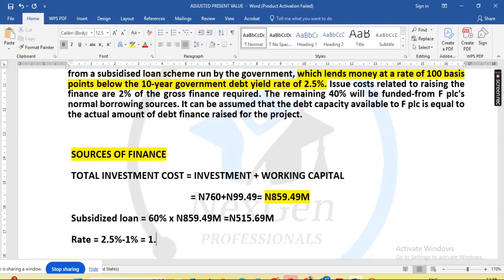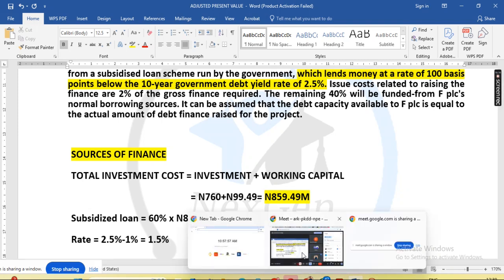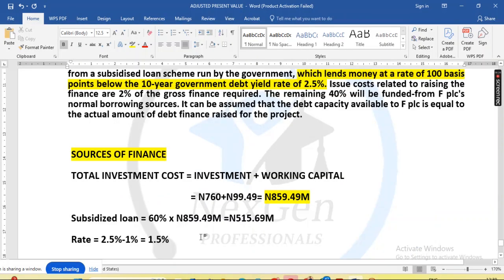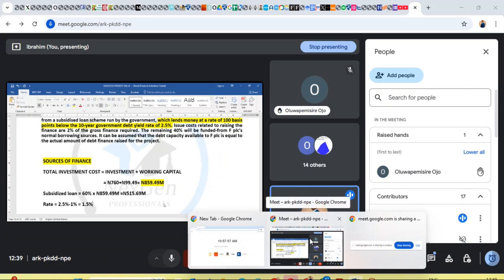So what do you have? This is 1.5%. So the subsidized rate, I told you at the beginning of this class, I bring so many case scenarios. In another case scenario, it could be that the commercial rate is 100 basis points above the subsidized rate. Above, you are adding it. Below, you subtract it from what you are given. Below 2.5 is 1.5. And don't forget, you still have 2.5% here. So that is the rate.